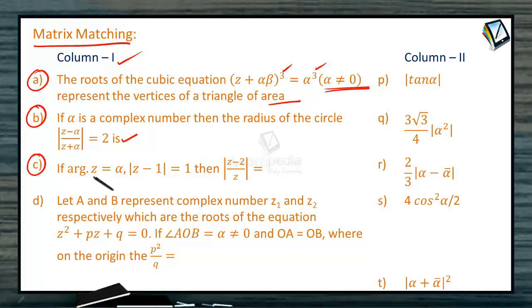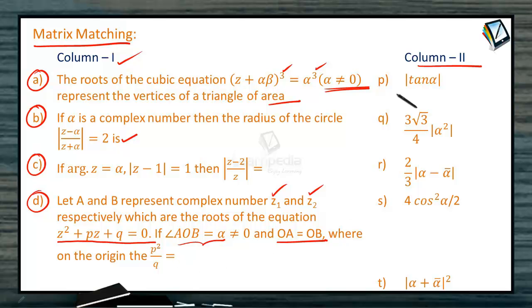And C is, if argument of z is α and |z − 1| = 1, then |(z − 2)/z| is equal to how much? And let A and B represent the complex numbers z1 and z2 respectively, which are the roots of the equation z^2 + pz + q = 0, and angle AOB is α on the Argand plane, OA equal to OB, where O is the origin, then the p^2/q value is how much?